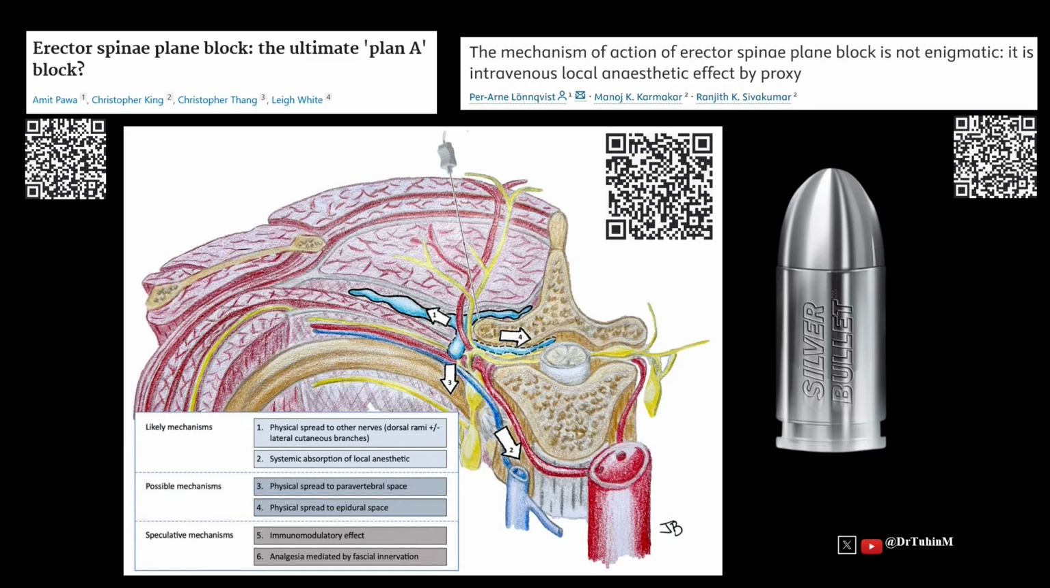So on one hand, erector spinae is being considered as the plan A block, and on the other hand, we are questioning its mechanism. If you look at the mechanism of the fascial plane block, each fascial plane block usually acts by three different mechanisms. One is the direct local action by bathing the terminal nerve endings, the second is indirect distant action by spreading towards the parent nerve or the main nerve, and the third is always systemic absorption and analgesia, like we do lignocaine infusion for analgesia.